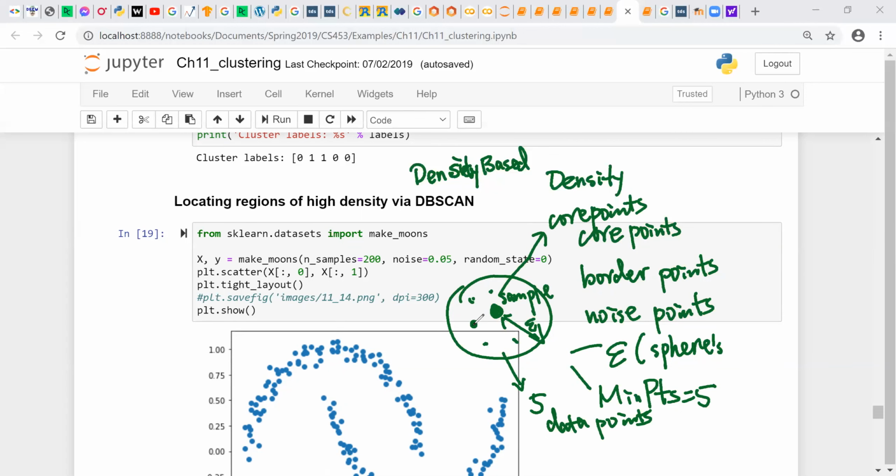For this other one, suppose within the distance, within the circle, if you count, it only has 3 points, so it cannot find 5 points within that space. That's why we call it a border point. And if a point is here and you draw a circle and it doesn't have any other data point, then that's considered a noise point. So this is the concept of density-based clustering.